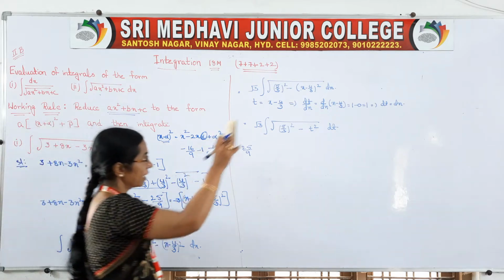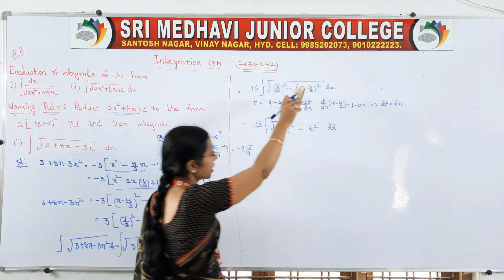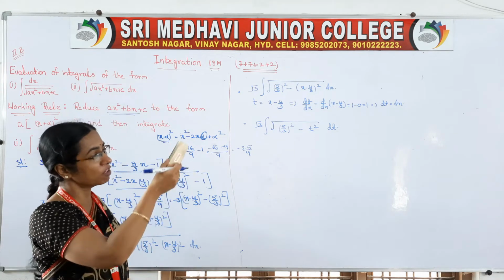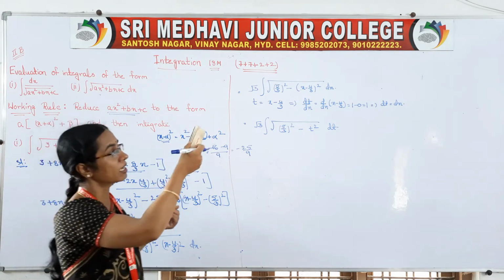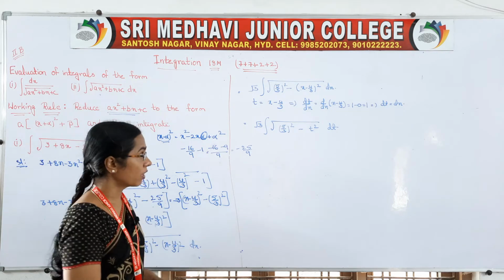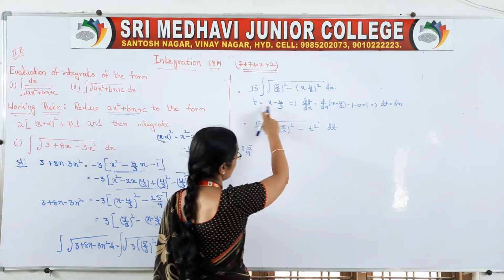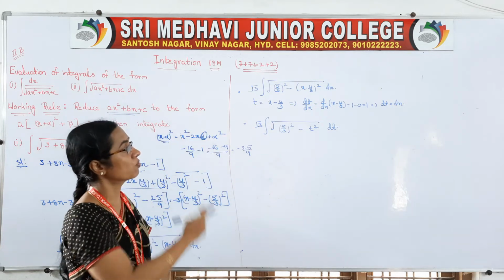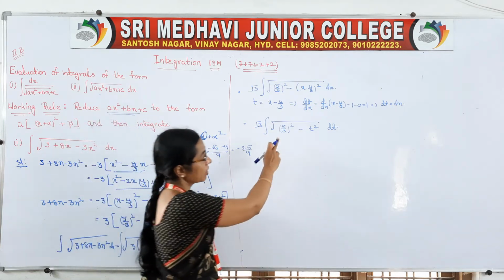If we take the integral, it is not in any standard formula form. If it is x², no problem, but here it is (x minus 4 by 3) whole square. In such cases we have to take a substitution: we substitute t instead of x minus 4 by 3. Now it is in your formula form.